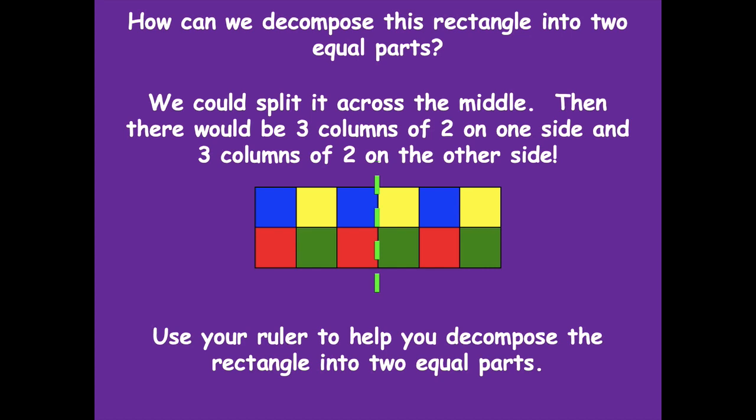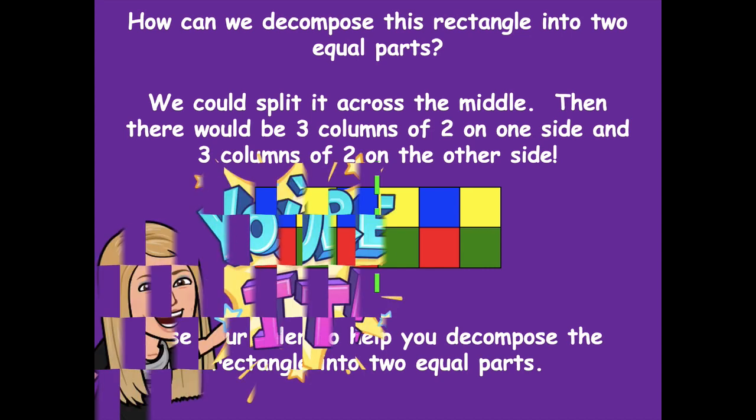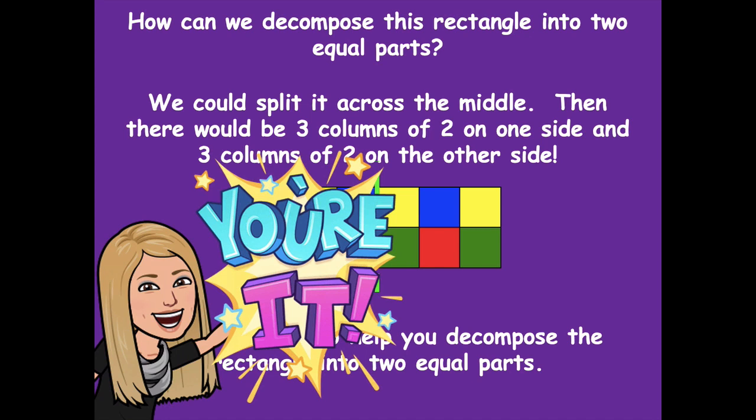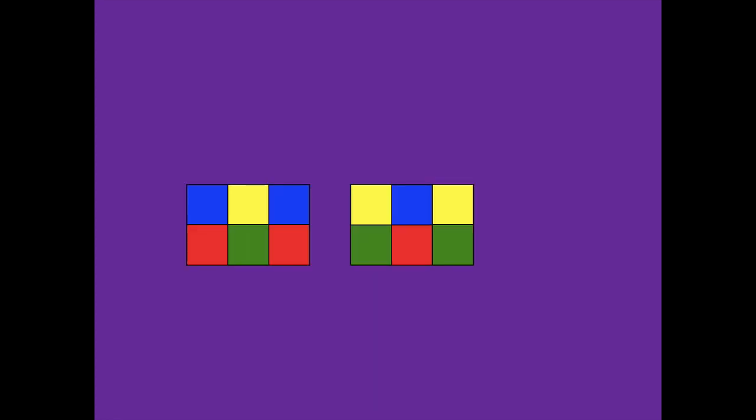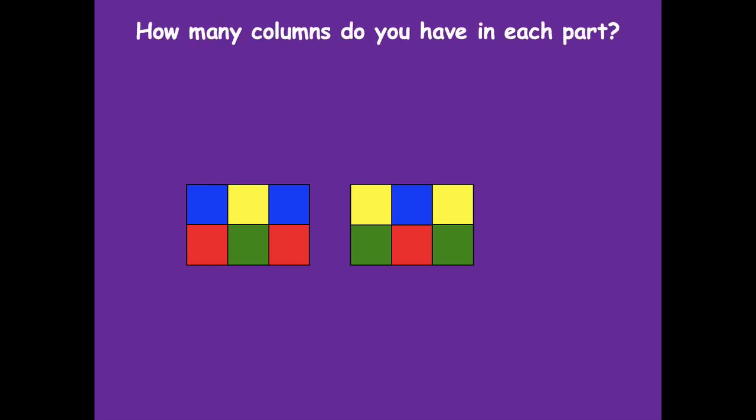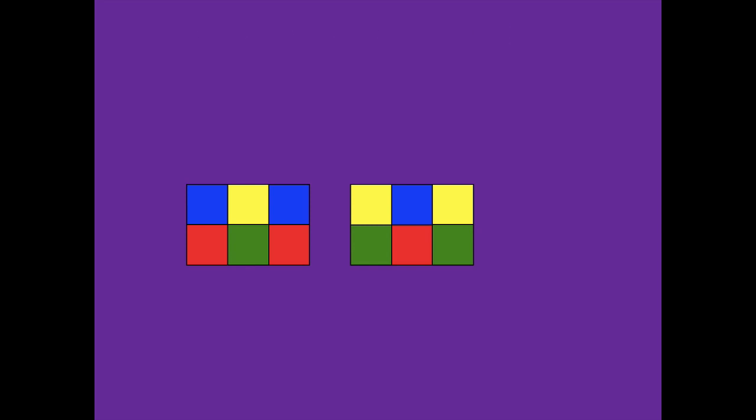So use your ruler to help you decompose the rectangle to 2 equal parts. So just like we did last time, pause the video, 2 equal parts, just like we have on our line, and then click play when you're ready for the next step. Okay, friends. All right, so here's my 2 equal parts. How many columns do you have in each part? 3 columns. How many tiles are in each column?